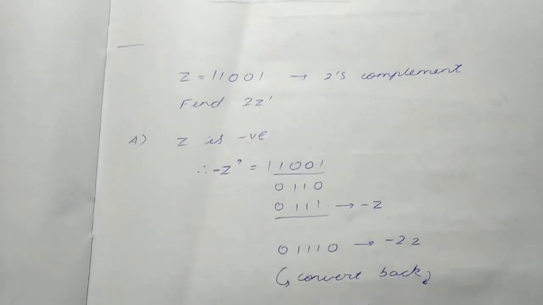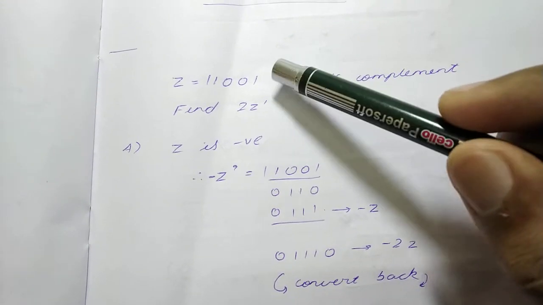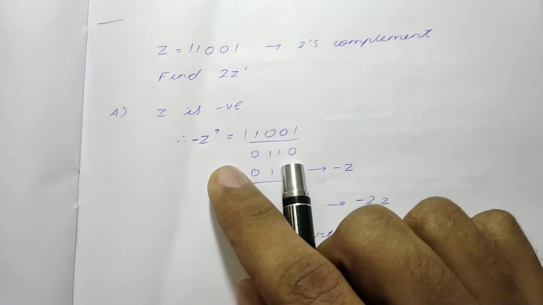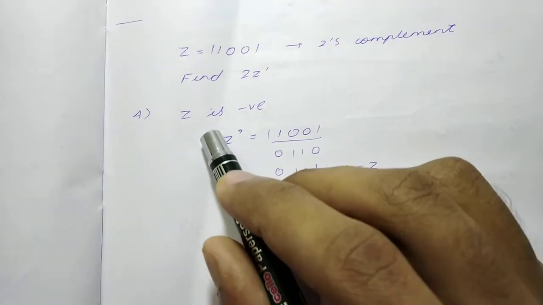Yes, only if it's an unsigned number we can directly append the 0, like doing the left shift and appending 0. We can do it only for unsigned numbers. Here this is a 2's complement number and Z is negative. So what we do here is we first find minus Z.